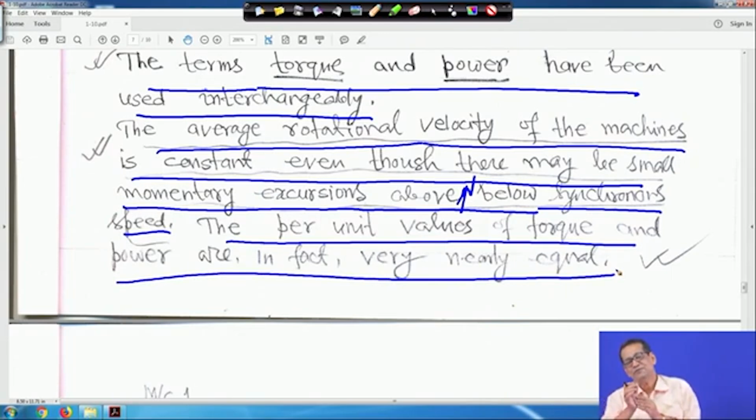Later we will see, if we ignore loss, then in per unit values power and torque remain the same. That we will prove later, because this course is actually full of mathematics. That's why I told you that we will set the assignment questions in such a fashion that you can answer in the classroom, but it is full of mathematics.